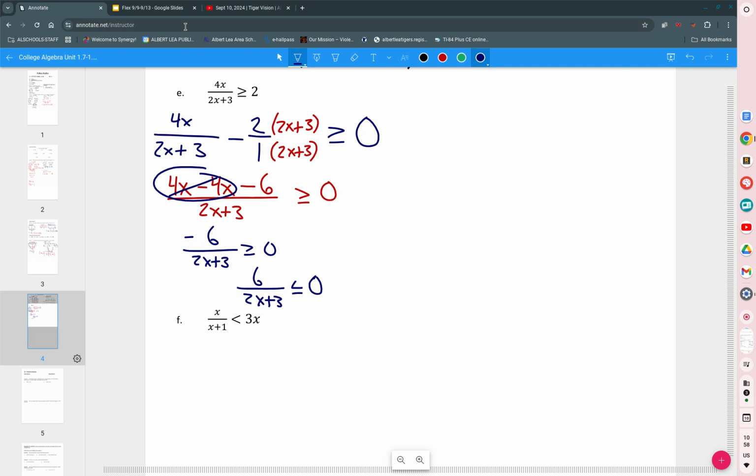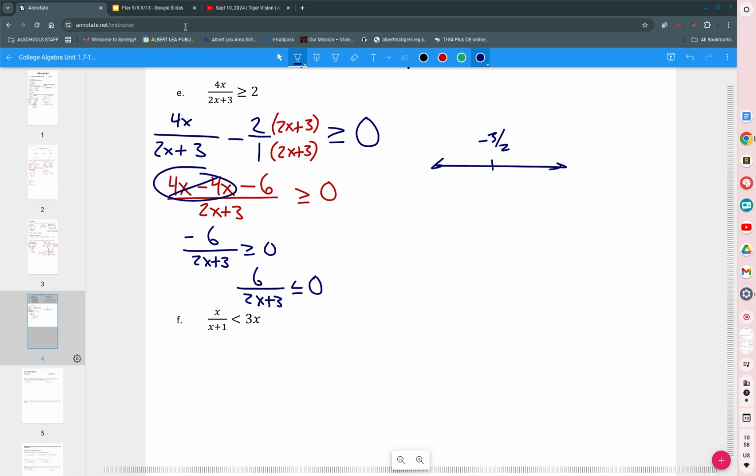Sweet. Is the top ever equal to 0? No. Top is always just what value? It's always 6. It's never 0. Is the bottom equal to 0? Yeah. Where? 2x plus 3 equals 0, and I get -3/2. Ledger, we love that you're answering questions. Keep it up.